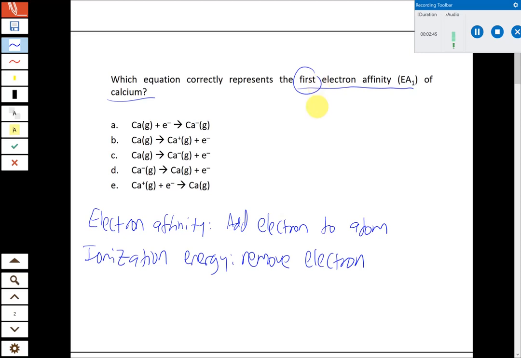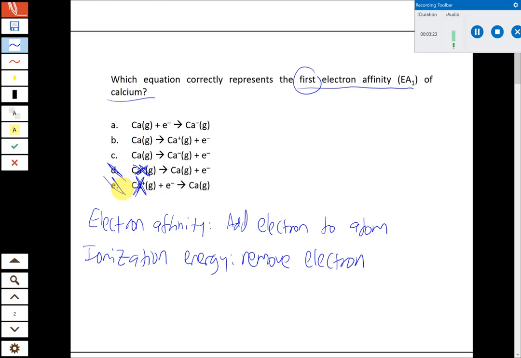If we're talking about either first electron affinity or first ionization energy, we're going to start with the neutral atom. And so we can already get rid of choices D and E, because choice D has an anion on the left side of the arrow. Choice E is a cation on the left side of the arrow. For the first electron affinity or first ionization energy, we need just the neutral atom as our starting point, so just calcium. So we can get rid of choices D and E right away, not even looking at them any closer.